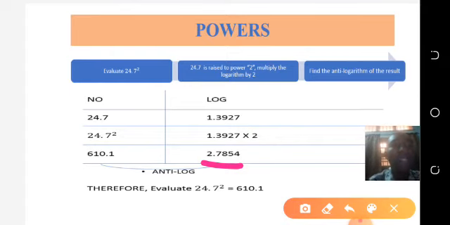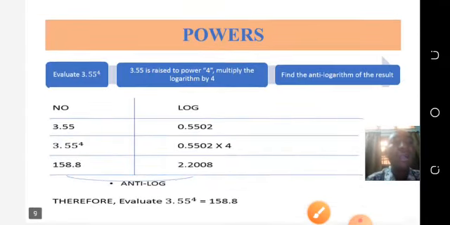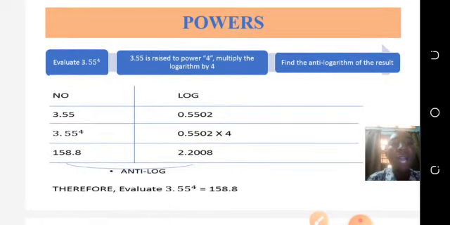That is the first example there. So let's check the second example. The second example on power, we are asked to evaluate 3.55 raised to power of 4. The number we are to evaluate there is 3.55, that is 3.55 raised to power of 4.